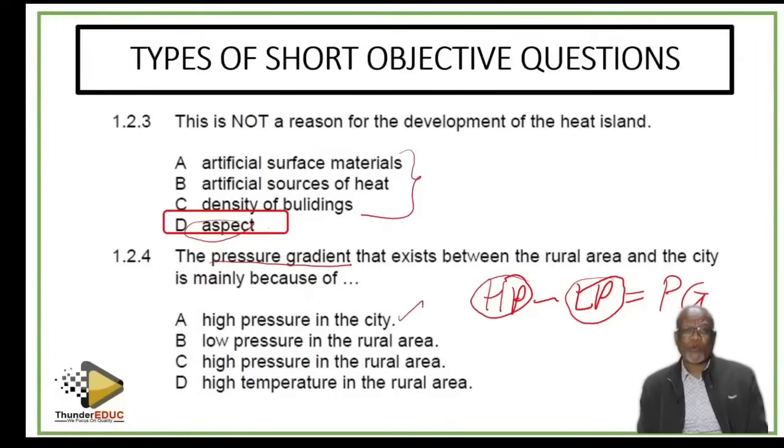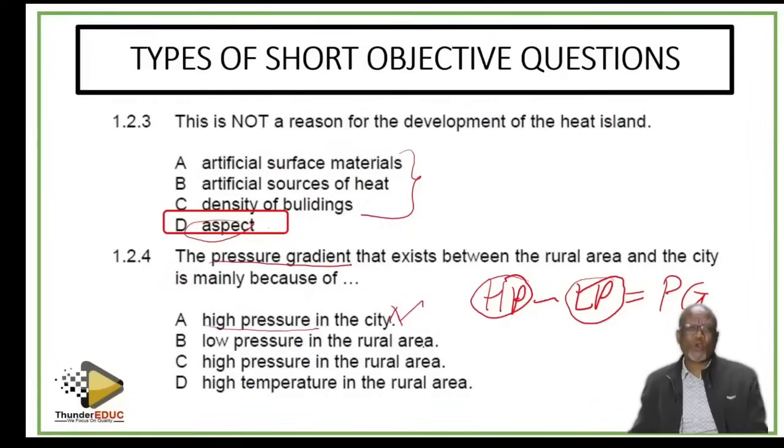Now you ask yourself, why will there be high pressure in the city? What is the difference between cities and rural areas? Cities are warmer. Because they are warmer, the air rises. Because the air is rising in the city, it means there is no high pressure in the city. The pressure is lower. So this one is going to fall out. The next one is low pressure in the rural area.